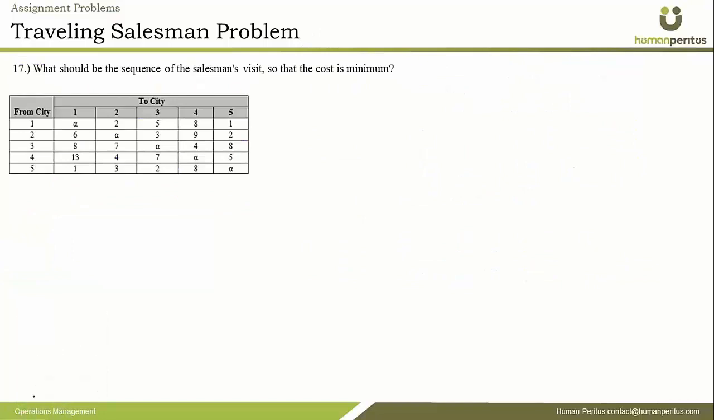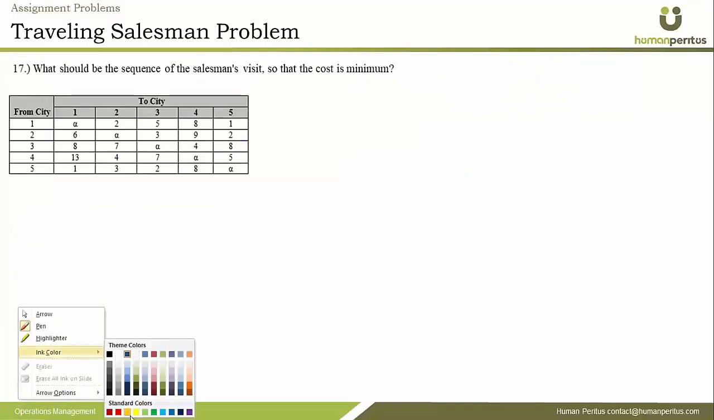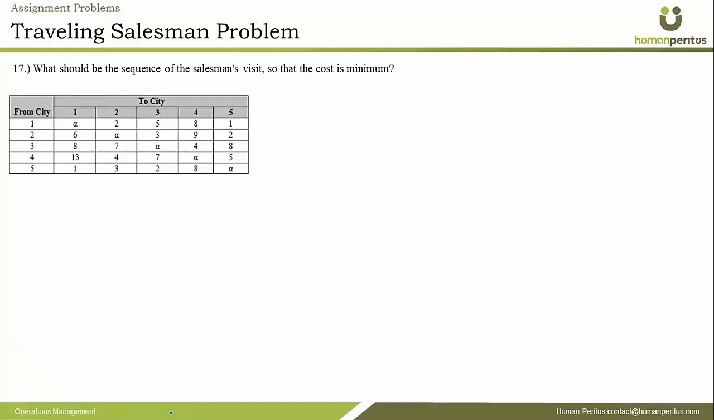The question says: what should be the sequence of the salesman's visit? The salesman visits these cities. What should be the sequence so that the cost is minimum? Again, it is a structure of assignment, so we will do the assignment procedure.